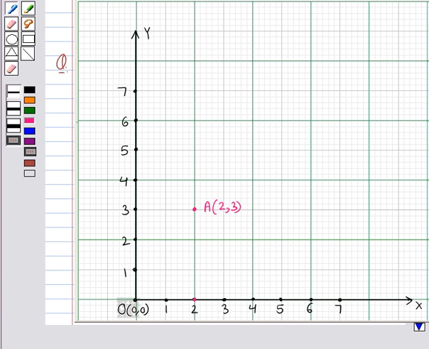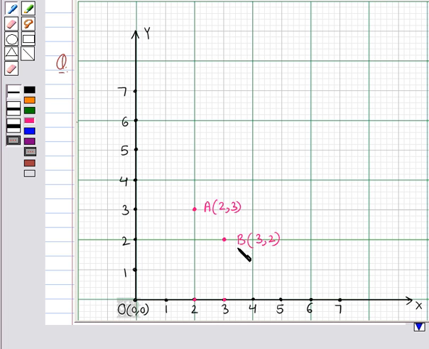Next we shall locate the point (3, 2), where 3 is the x coordinate and 2 is the y coordinate. For this again we move 3 units along the x-axis. We reach at this point and from here we move 2 units up along the y-axis. So we reach at this point. We name this point as B, whose coordinates are (3, 2). Thus we have located the point (3, 2) also on the graph.